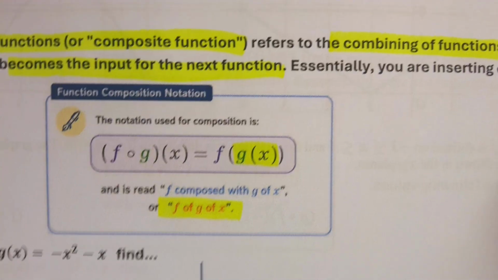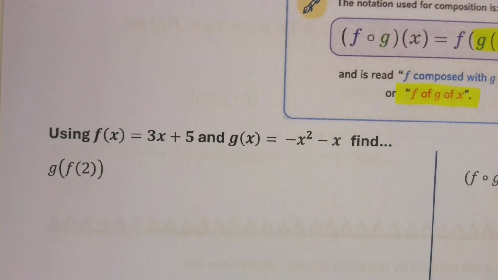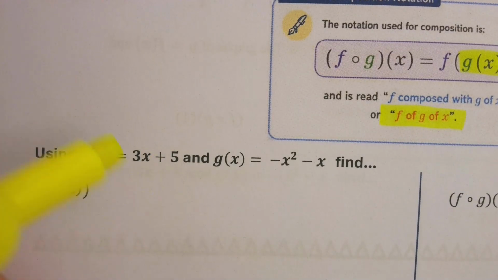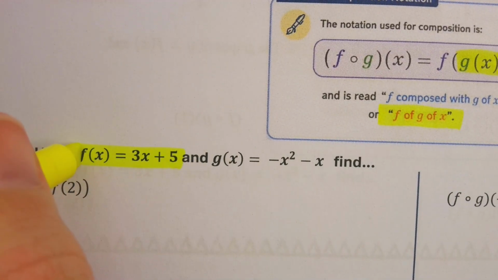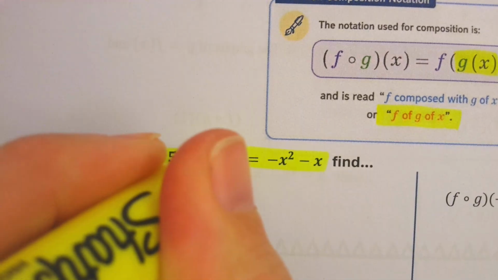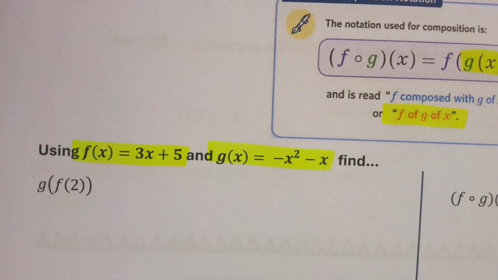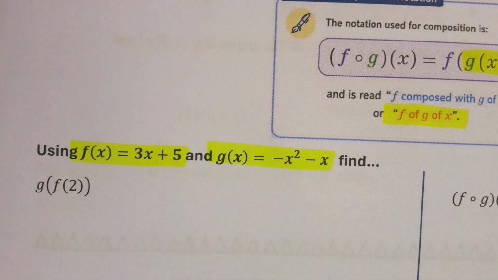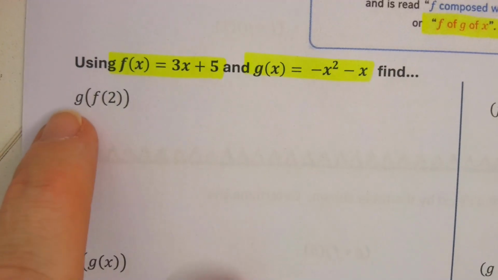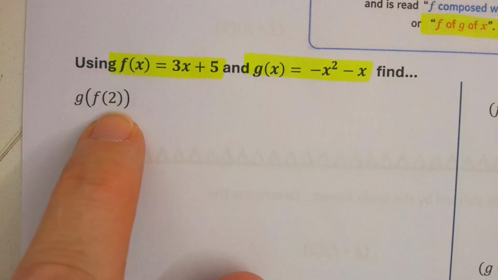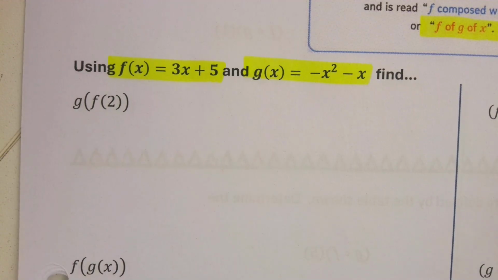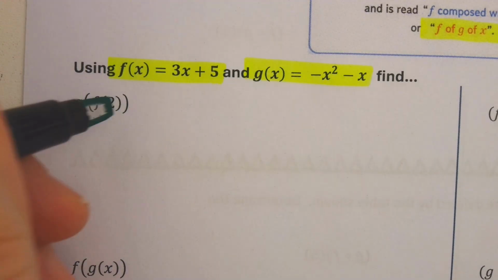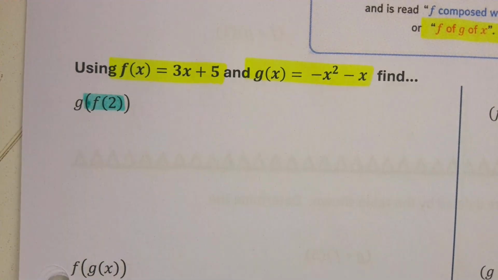So we're given two functions in the next section: f of x is 3x plus 5 and g of x is negative x squared minus x. The first one is just regular notation. You would read this as g of f of 2. So I'm going to start by doing the inside part first. I'm going to start with doing f of 2 first.